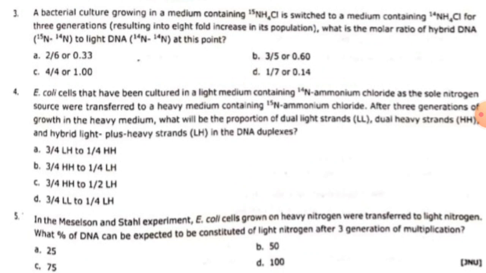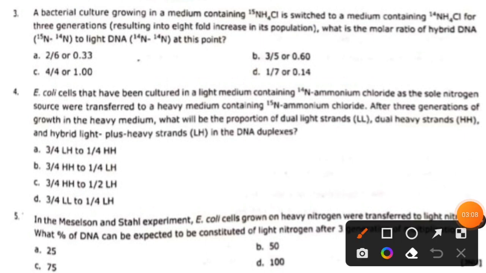Now let's talk about the second question. E. coli cells that have been cultured in a light medium. I have told you that they can also change the entire pattern of the Meselson experiment. We have grown the E. coli first in a heavy nitrogen medium, but here they are telling us that we have grown the E. coli first in a light nitrogen medium. Although the entire process will be the same, it will be the exact opposite. That means here you will get a higher proportion of heavy nitrogen and a lower proportion of light nitrogen. Clear? Now let's move.